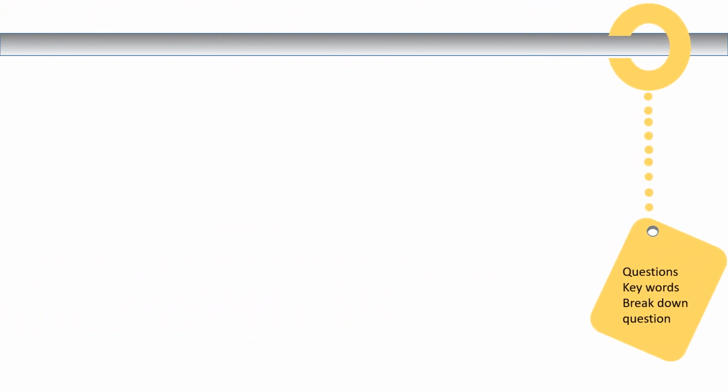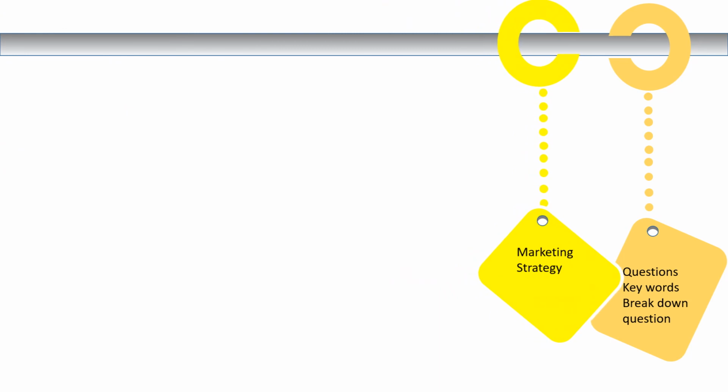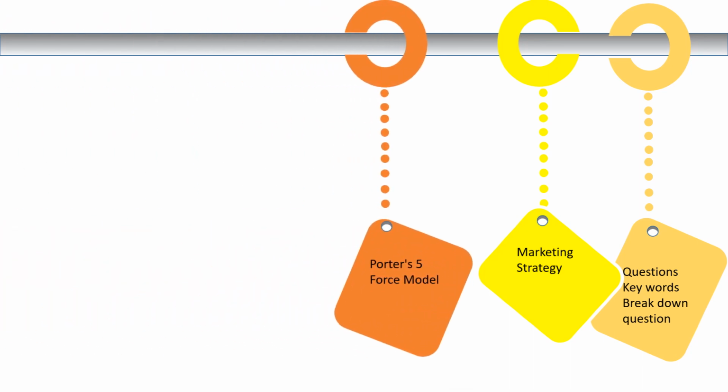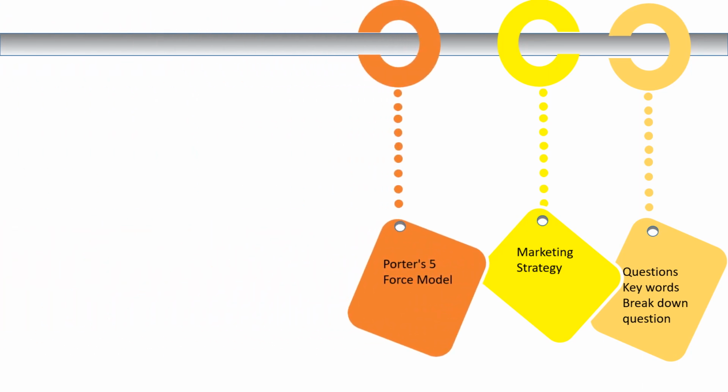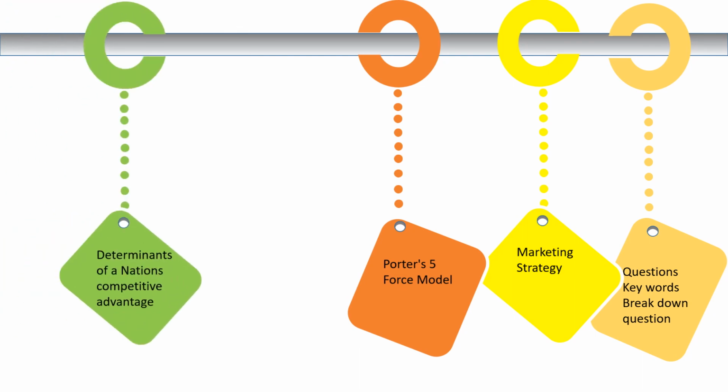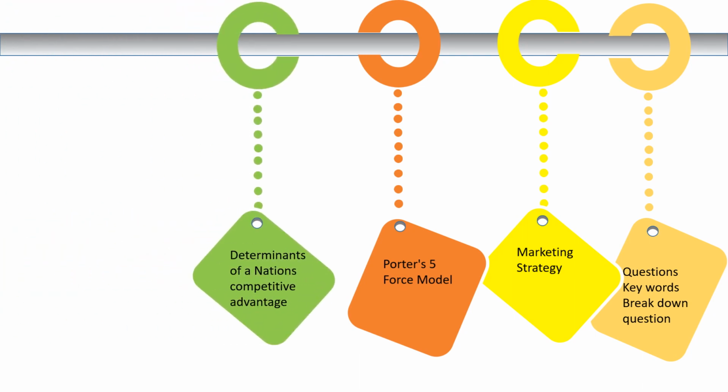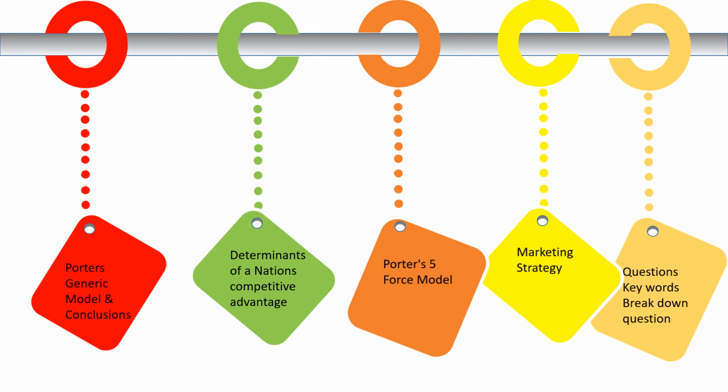So looking at the conclusions, we have covered the question, broken down the question and looked at the keywords. We've looked at the definition of marketing strategy and the different elements of marketing strategy. We've reviewed briefly Porter's five force model, the determinants of a nation's competitive advantage and the different elements and chance elements, as well as Porter's generic strategy and conclusions.